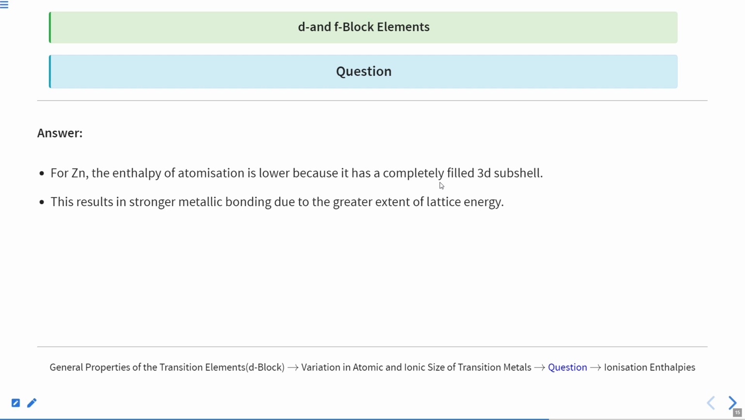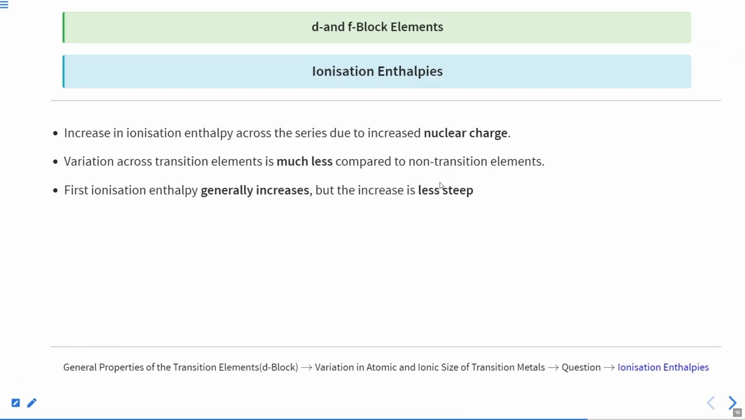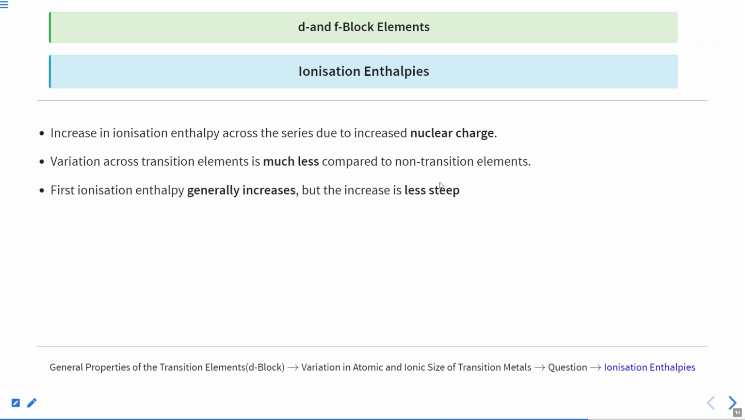Now, next, let us talk about ionization enthalpy. We'll talk more about this, but let us first have a brief overview. As the nuclear charge increases, the ionization enthalpy increases. This trend is very obvious. If you talk about the trends in d block elements, then for the first transition series, this trend is not that much patterned.